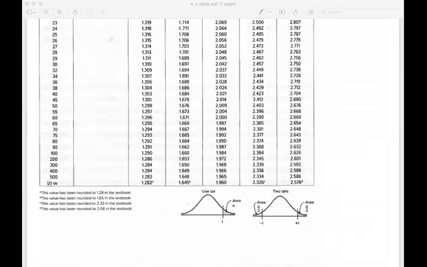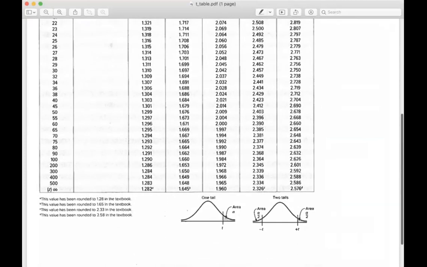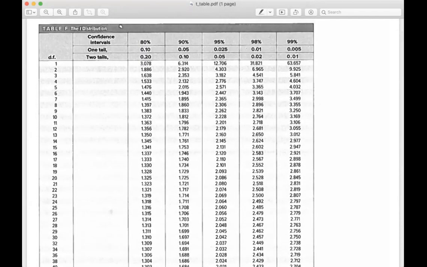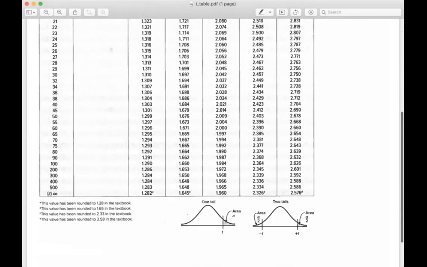Let me recall how big our sample was. I think it was quite big. Yeah, our sample had over 1,000 observations in it. So that would put us at the infinity mark over here. And so what I would do is say we wanted a 99% confidence interval for something that had approximately an infinite number of degrees of freedom. And that comes out to be 2.576. And that's exactly what we got when we did the qt operation.